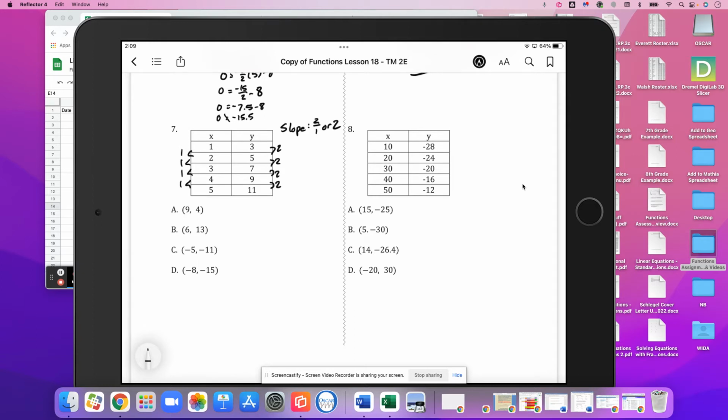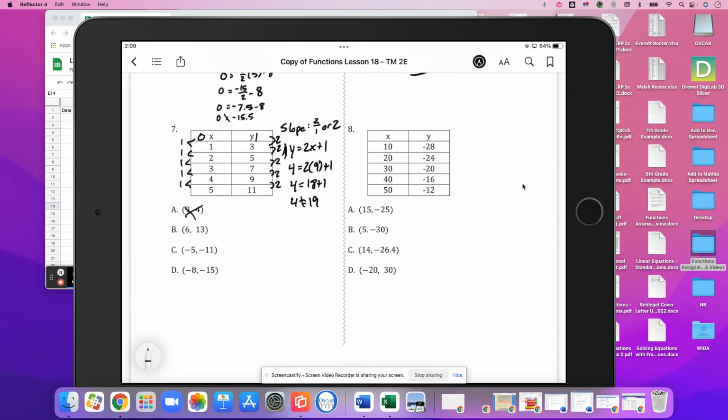And our y-intercept, we just count back 1 on that side and back 2 on that side, we get a y-intercept of 1. So our equation is going to be y equals 2x plus 1. And so we'll test our y values and x values. So for part A, we've got 4 equals 2 times 9 plus 1. 4 equals 18 plus 1. The answer is no. 4 is not equal to 19.